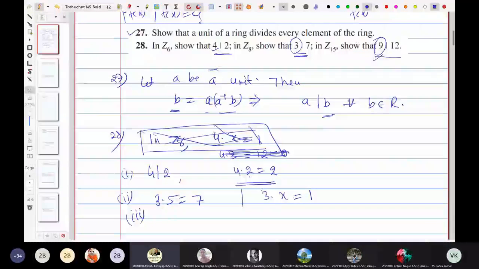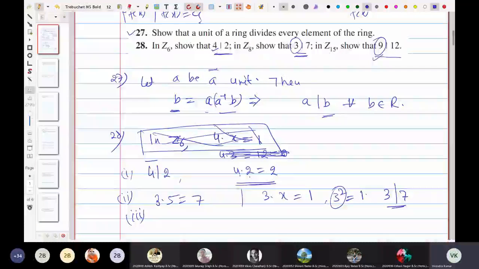3 is self-inverse, 3 itself, na? 3 inverse, okay, 3 to the power 2, it means 3 squared, this is going to be identity. Okay, this is self-inverse. So 3 is not only going to divide 7, but it will divide every element of Z8. But here, because 4 is not a unit, at least we can say this.